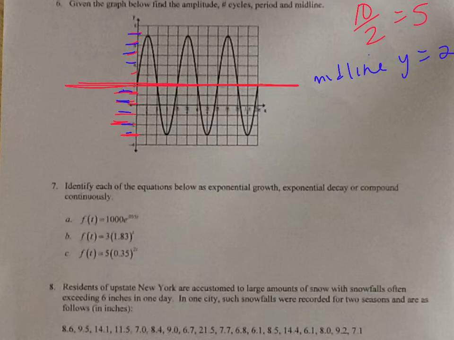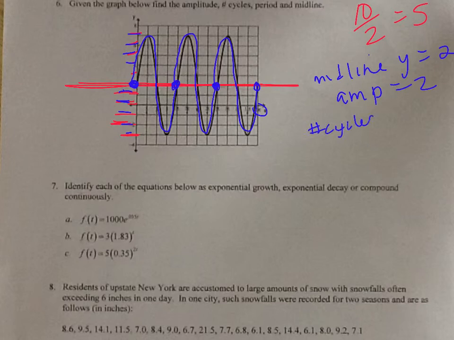All right, so my amplitude, right? We're going up and down 5. My amplitude is equal to 5. I also need the number of cycles. So now I can tell that it is a sine curve because it is starting at the midline. So let's see how many complete curves. This is 2 pi back here. So how many complete curves? Here's 1. There's one curve. Here's 2 curves. And here's 3 curves. So my number of cycles is equal to 3.